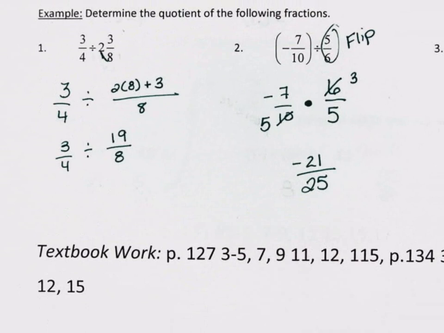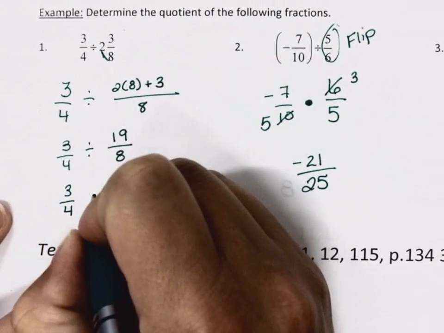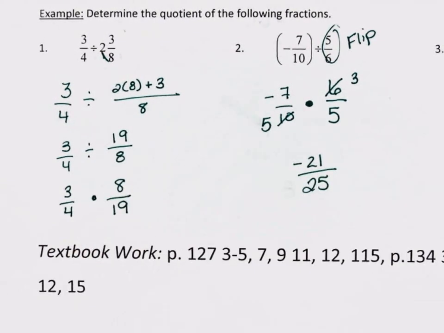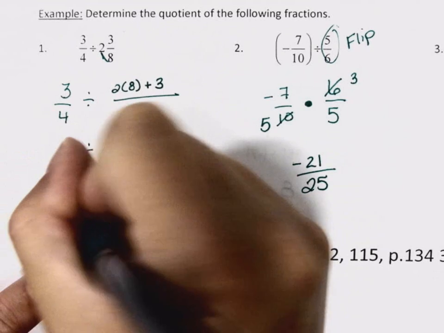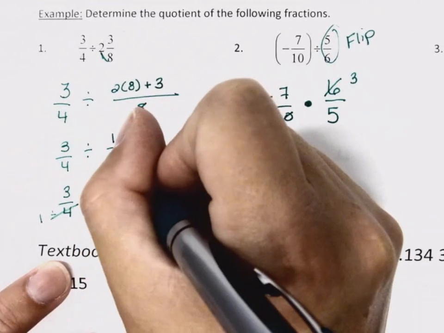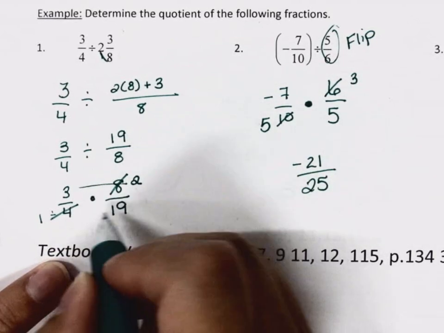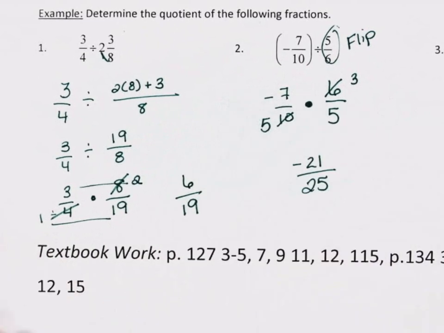All right. So now we're going to keep the first fraction. It stays the same. Multiply by 8 over 19. Anything I can cross reduce there? 4 and 8. We're going to take a 4 out of each of them. So 4 divided by 4 is 1. 8 divided by 4 is 2. And we're going to multiply straight across the top, straight across the bottom. So we've got 6 over 19. And my answer should be positive because there were no negatives in this one.